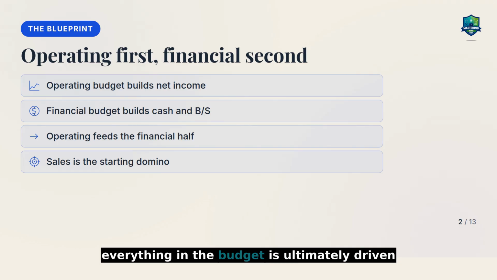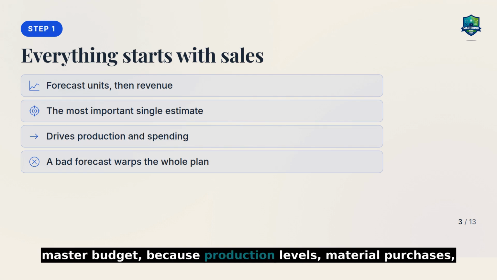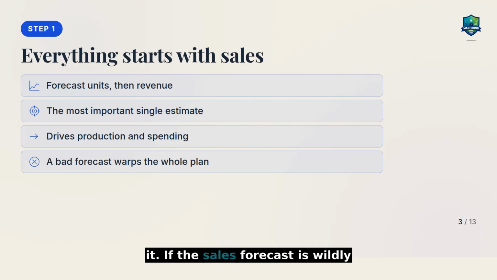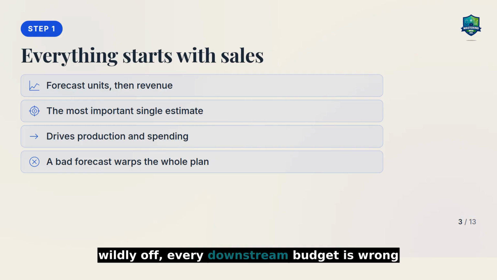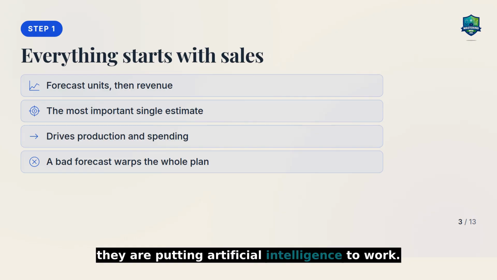Almost everything in the budget is ultimately driven by how much you expect to sell, so getting that first estimate right matters enormously. Step 1 is the revenues budget. You forecast how many units you expect to sell and at what price, which gives expected revenue. This is the foundation of the entire master budget because production levels, material purchases, staffing, and cash all flow from it. If the sales forecast is wildly off, every downstream budget is wrong too. That is why companies pour so much effort into demand forecasting, and why, as we will see, this is one of the first places they are putting artificial intelligence to work.